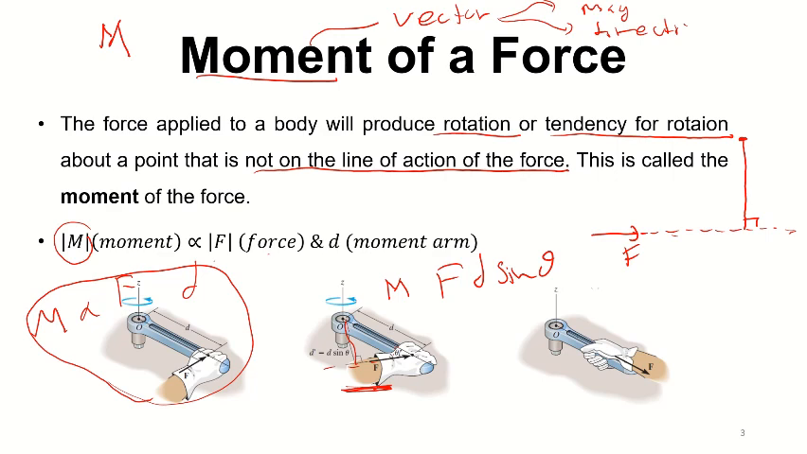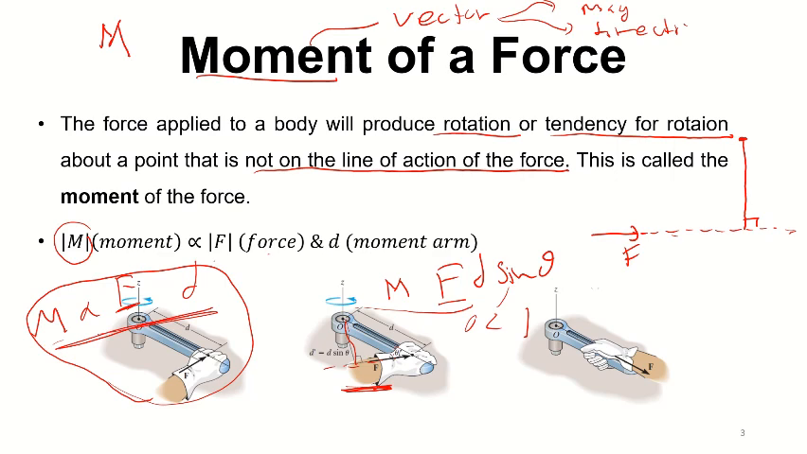Why? Because even though the magnitude of the force is the same, the perpendicular distance from the point O to the line of action of the force is different in these two cases, right? Here it is d, here it is d sine theta. We know theta is from 0 to 90, so sine theta is from 0 to 1, right? So this distance is smaller than this distance. Because of that, the moment in this case is smaller than this, right?